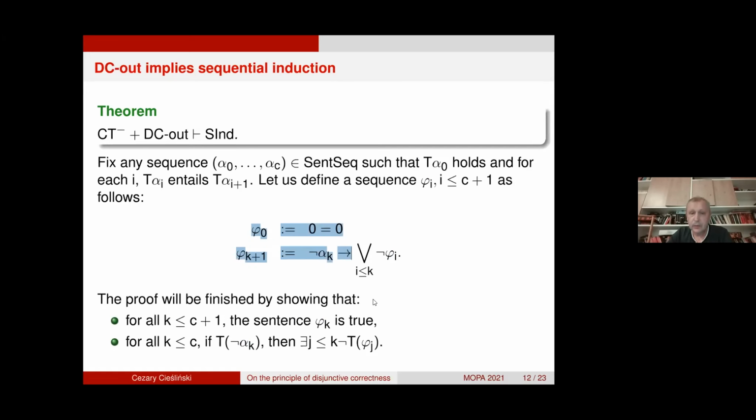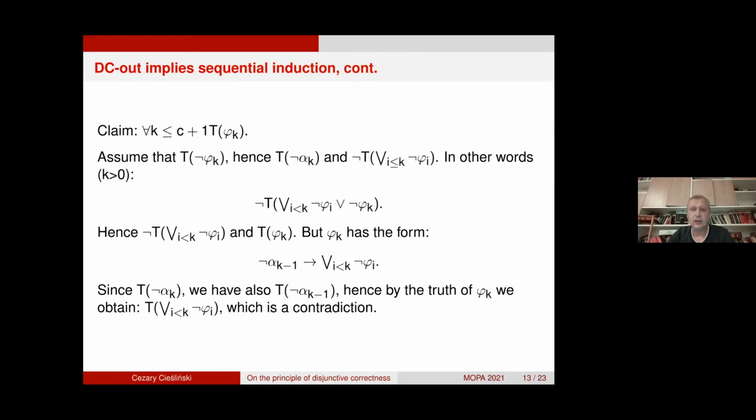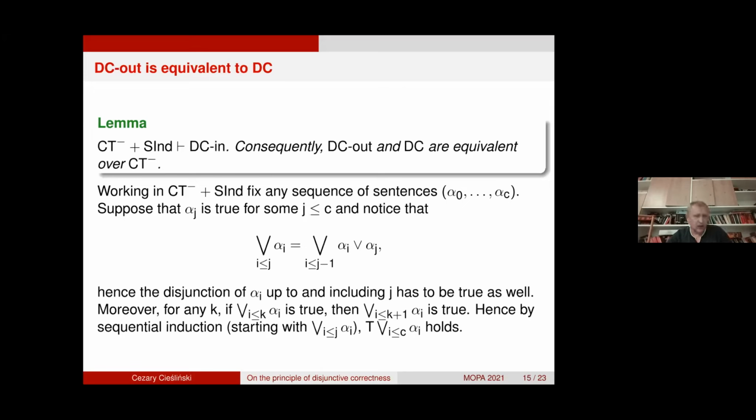So the main idea is to use this sequence, and if you haven't seen the original argument, then take my word, it's much simpler than what they did. And now let's go through the rest. The next observation: sequential induction permits us to prove DC in. We already know, from the previous theorem, that DC out proves sequential induction. So the outcome is that DC out and DC are equivalent over CT. DC out entails full DC.